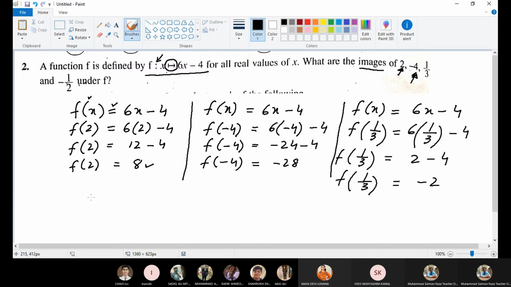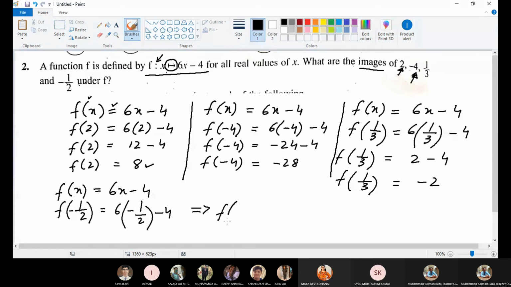Last but not the least, I solve the part f of x equals 6x minus 4, and now I am going to replace x by minus 1 over 2. So this is going to be 6 into minus 1 over 2 minus 4, which is going to become minus 3 and a minus 4, where the answer will be f of minus half is going to be minus 7. So this is how the question is done. Question number 2 is completed.